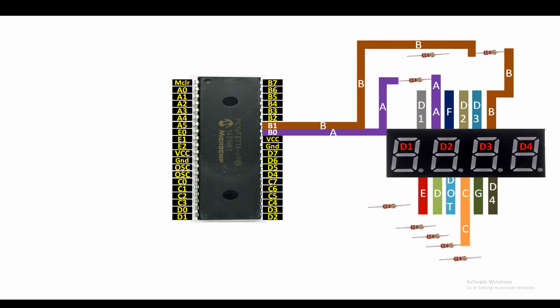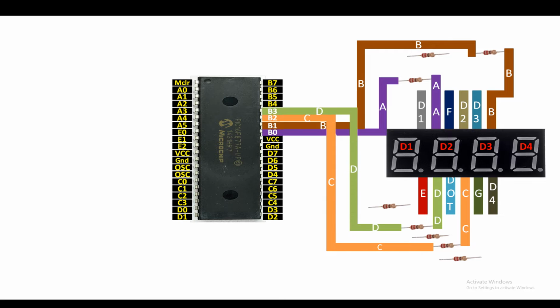Then for the C pin, connect it to one end of the 220 ohm resistor. Then from the other end of the 220 ohm resistor, send it to pin number B2. Then guys, for the D pin, connect it to one end of the 220 ohm resistor. Then from the other end of the 220 ohm resistor, send it to pin number B3.